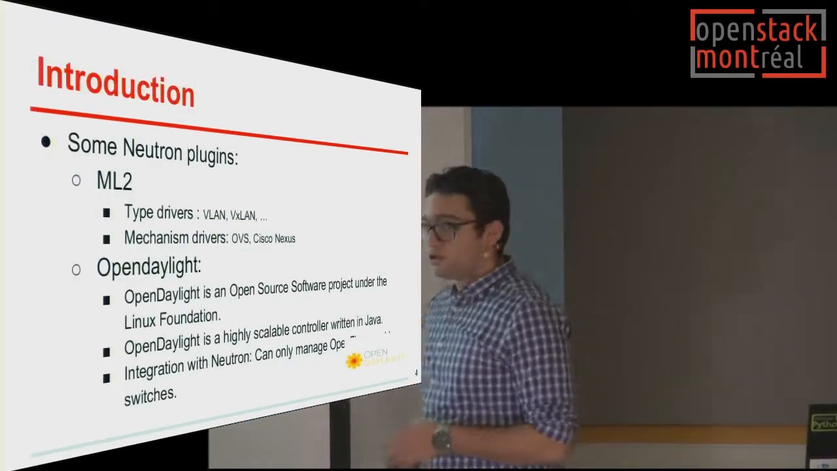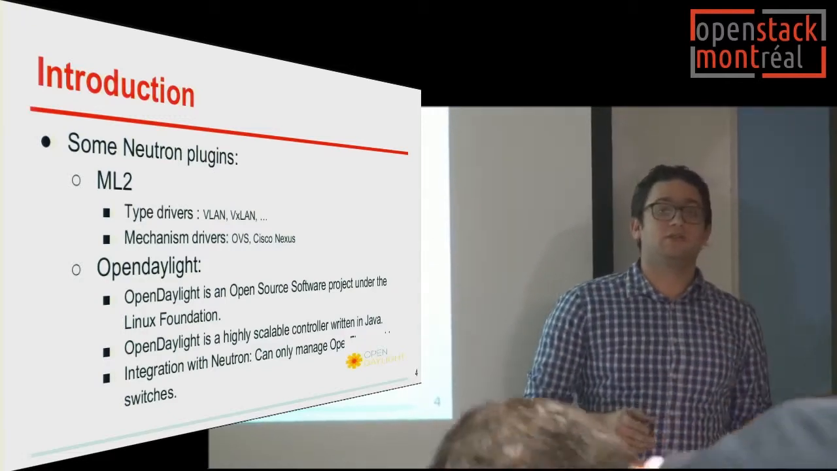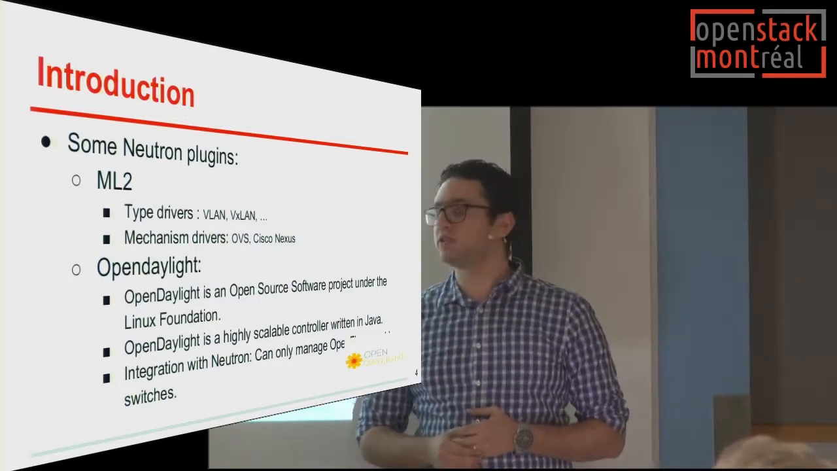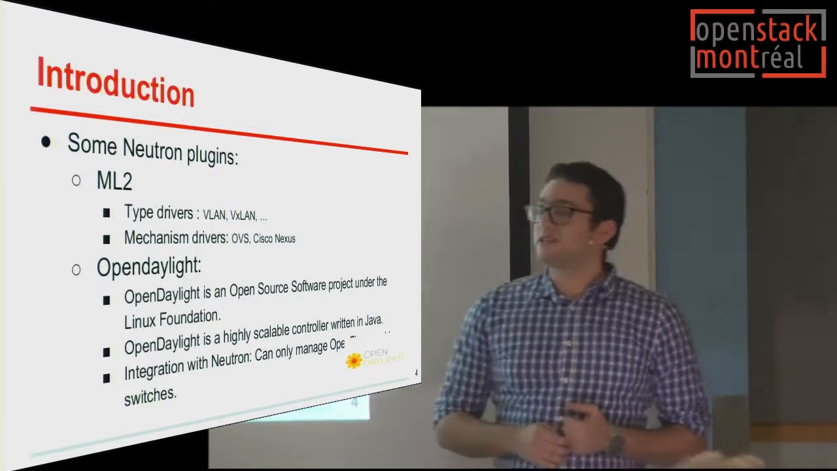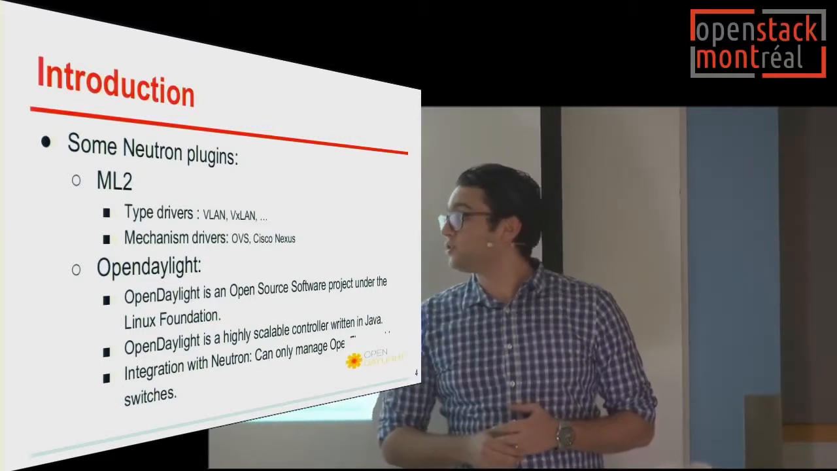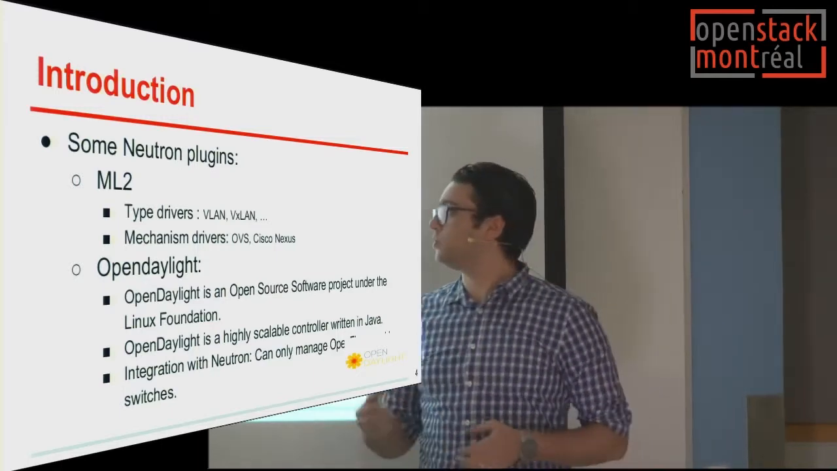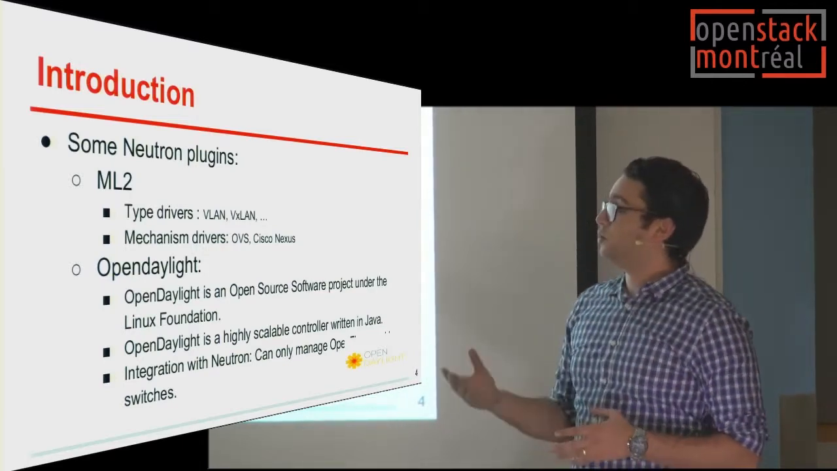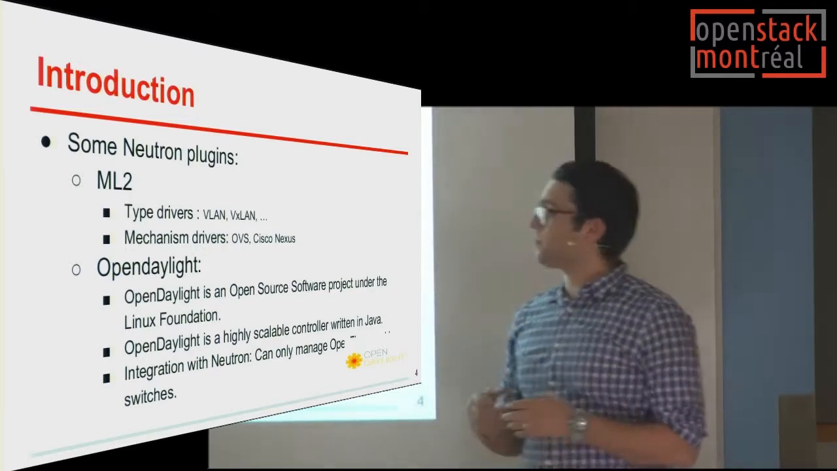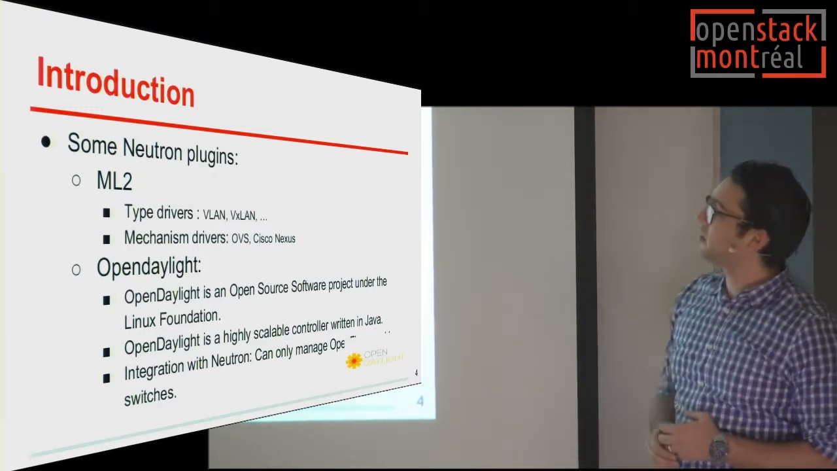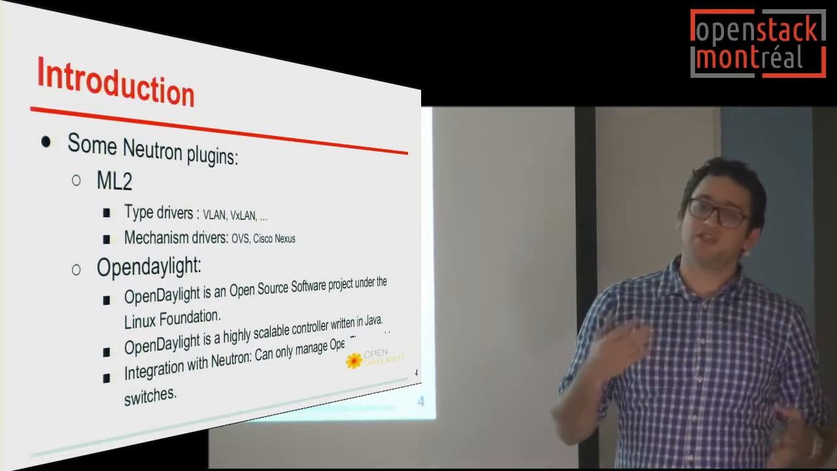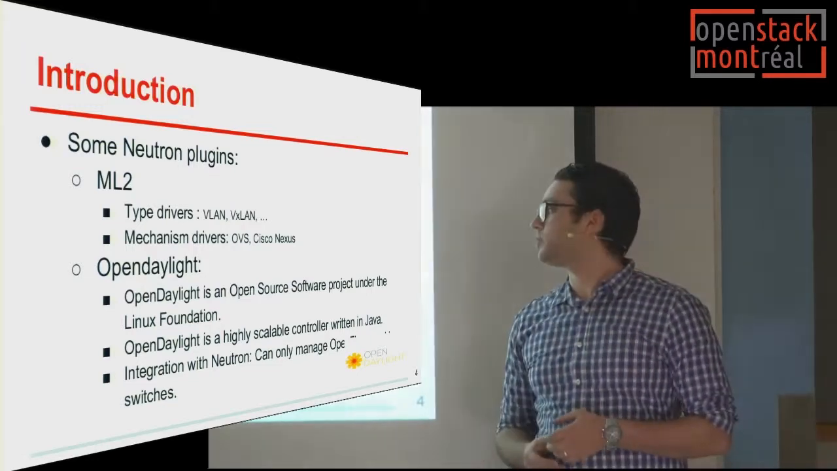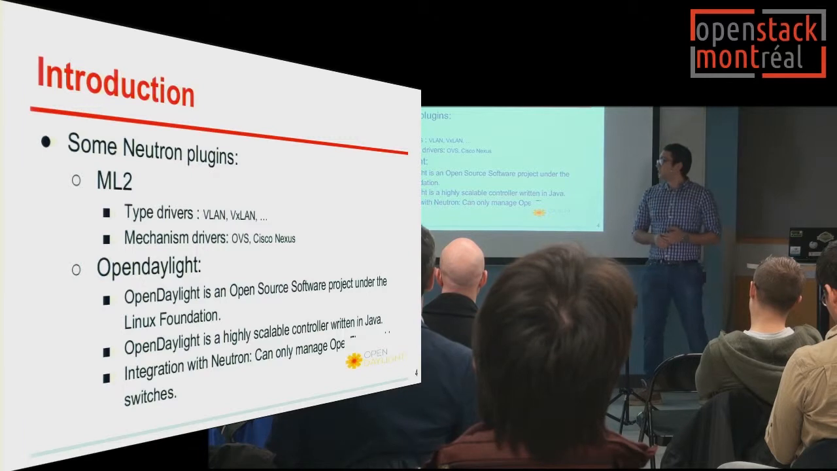So Neutron, like you know, is an OpenStack project which aims to manage virtual networks. And there are multiple plugins in Neutron, like ML2 and OpenDaylight. ML2 contains two major components: type drivers, which are network services, like VLAN, VXLAN, and mechanism drivers, which interact with virtual and physical equipment, like OVS, Cisco Nexus switches, and routers.